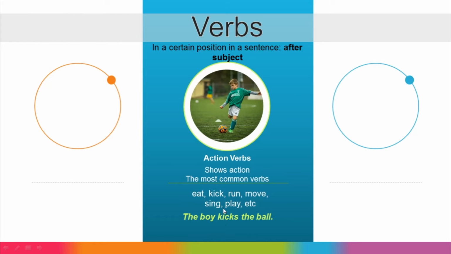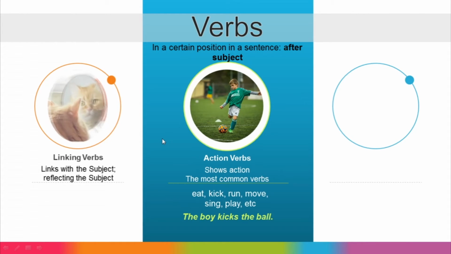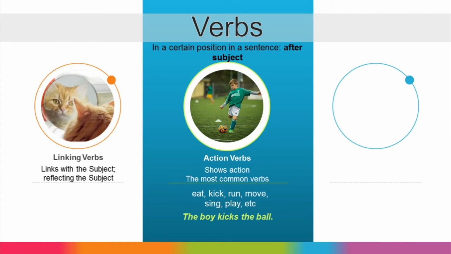And the ball here is something that the boy kicks. This is the object. Now another type of verbs are linking verbs. Linking verbs link with the subject, reflecting the subject. Now this does not show action like action verbs. Examples of linking verbs are the to be verbs: is, am, are, was, and were. In this example, we will see: the cat is beautiful. Now in this case, there is no action being done. What is beautiful is the cat. So this just explains the condition of the subject.